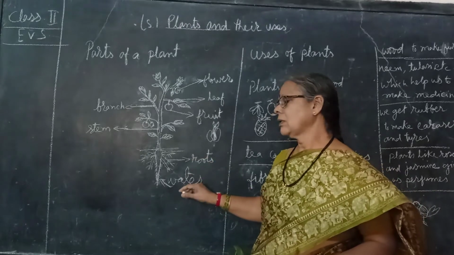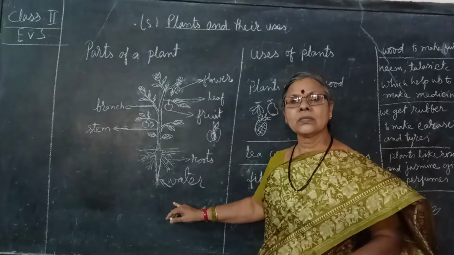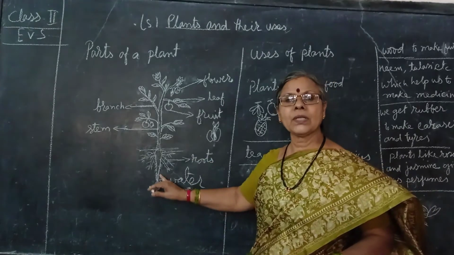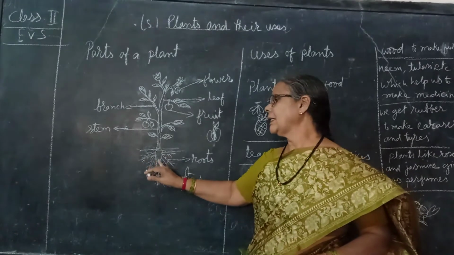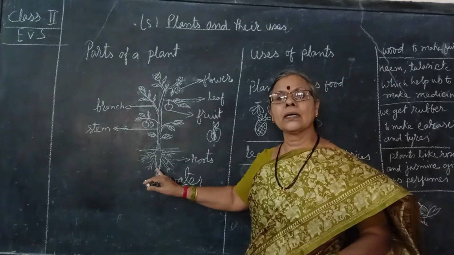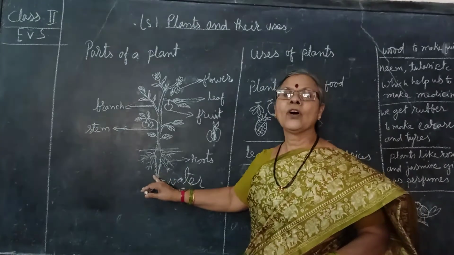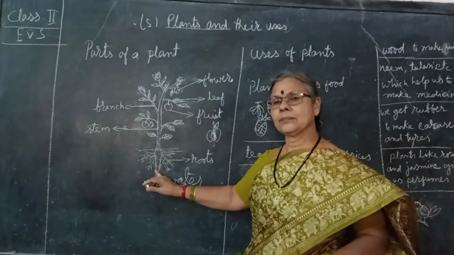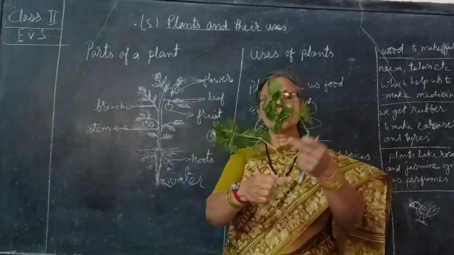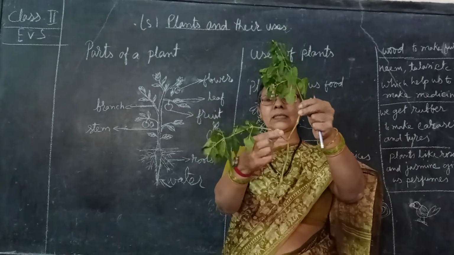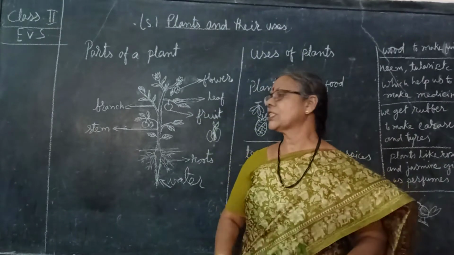Root. What is the function of the root? It absorbs water and minerals from the soil, and it holds the plant firmly to the soil. Right? Now, this is the stem. You can see this is the stem. These are the stems.